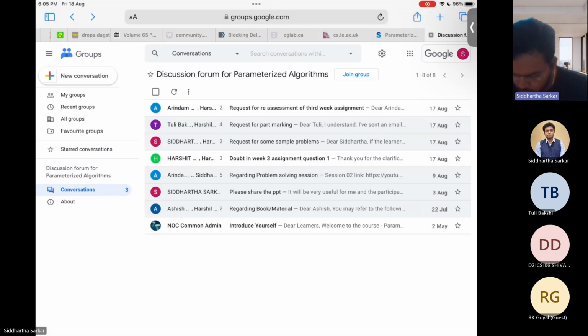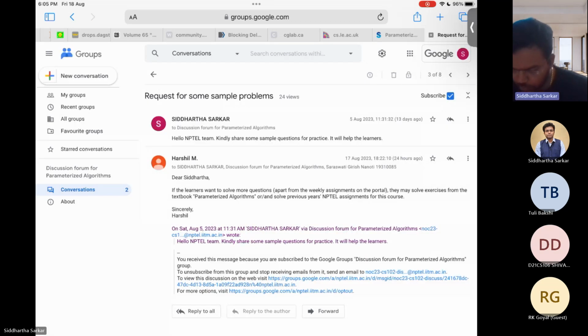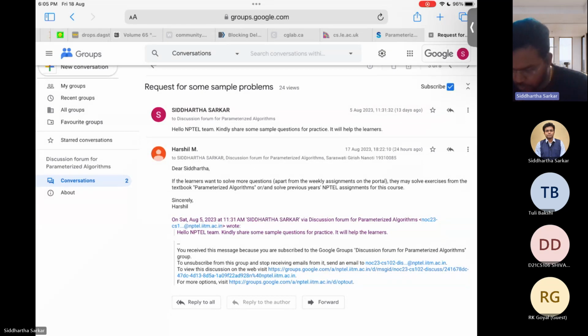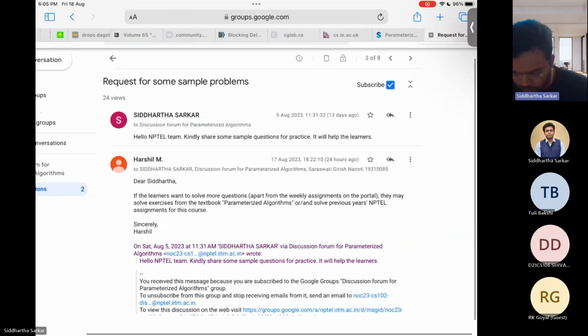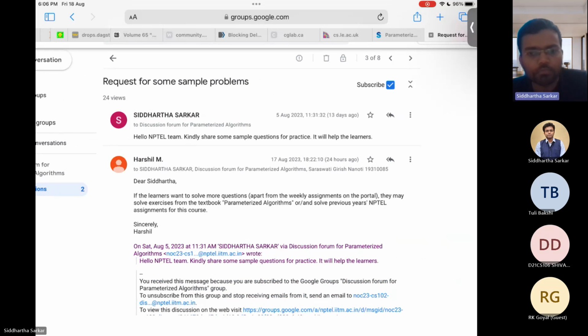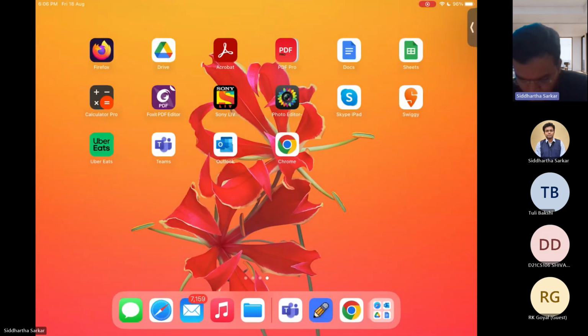Some time ago, there was a request for sample problems. I had put up that request to the NPTEL team, and NPTEL team has responded. They're saying that if the learners want to solve more questions apart from the weekly assignments on the portal, they may solve exercises from the textbook Parameterized Algorithms or solve previous year's NPTEL assignments for this course. So it means that you can go to the textbook.